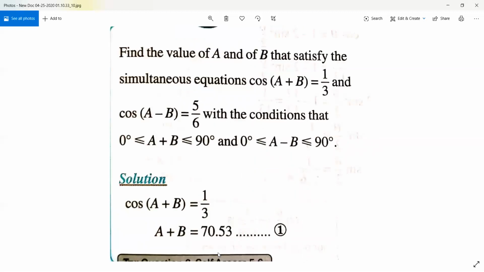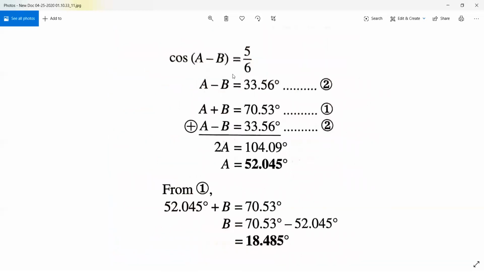Okay, so find the values of A and B that satisfy the simultaneous equations cosine A plus B equals 1 over 3 and cosine A minus B equals 5 over 6, with the condition A plus B is 0 to 90 degrees, A minus B also 0 to 90 degrees. So cosine A plus B, you bring the cosine to the back, you get A plus B equals 70.53. And A minus B, you get 33.56. You use a calculator to calculate.